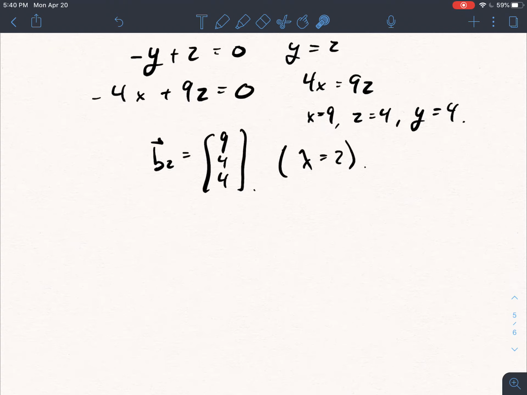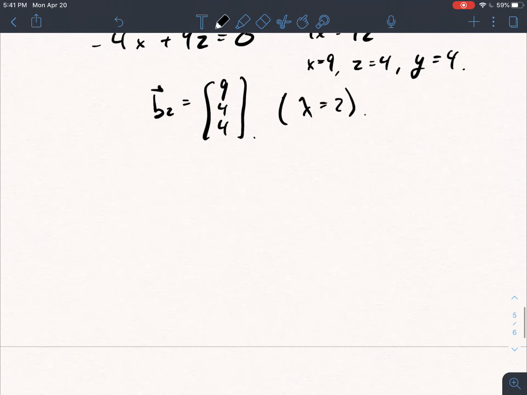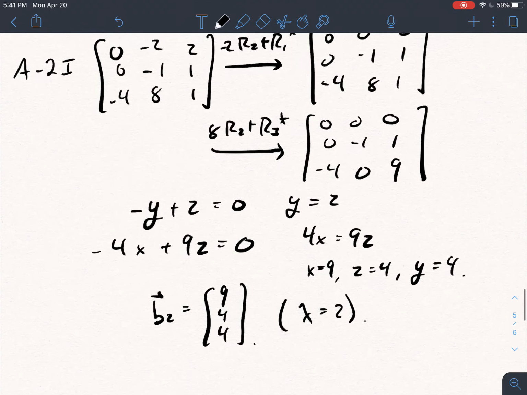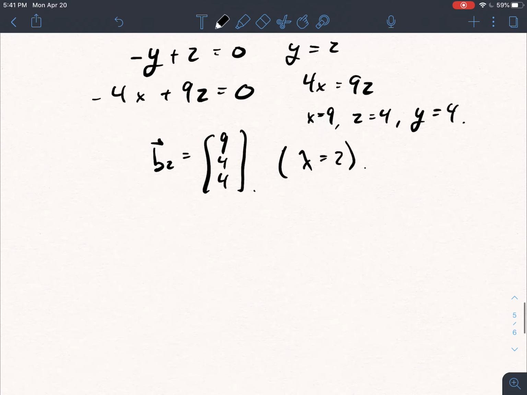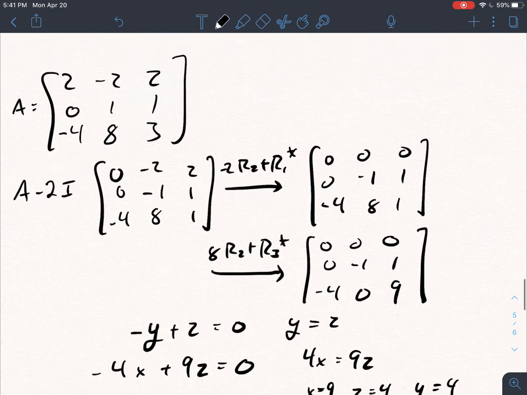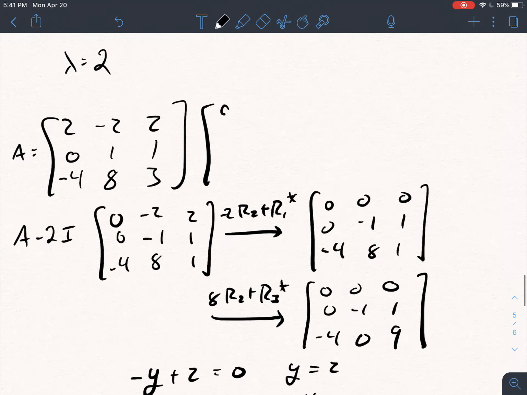Usually I label the b's by just first b, second b, third b. I'm not doing it according to lambda equals 1, lambda equals 2. I don't know if that's unclear or not. Just to clear that up. Doesn't really matter.